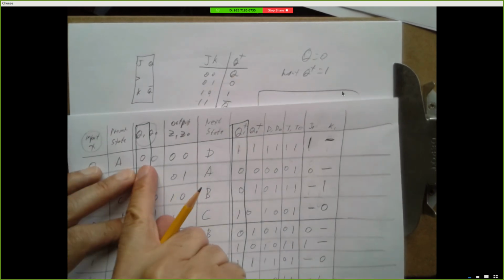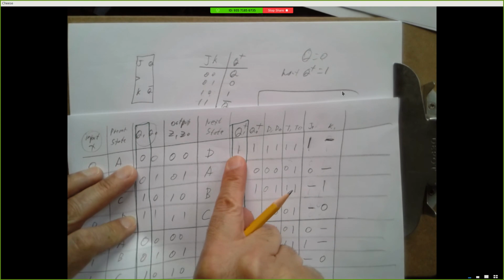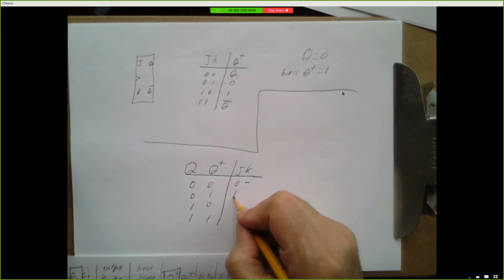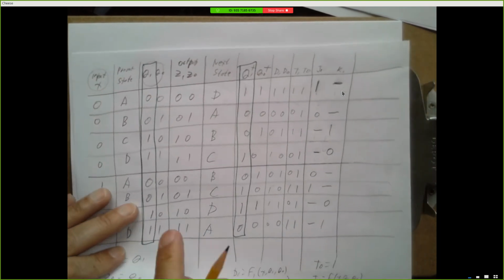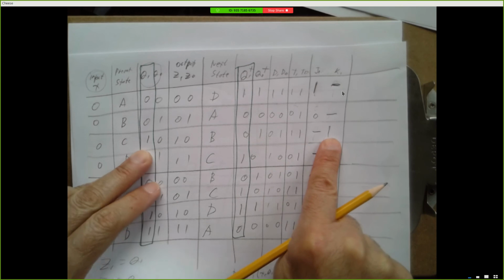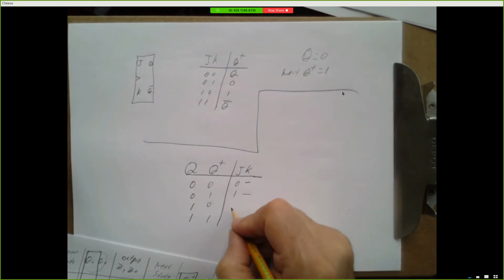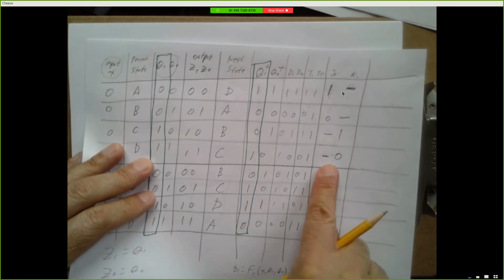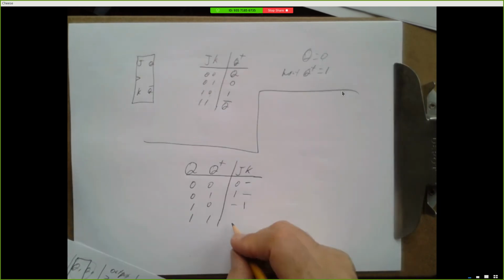Okay, current value is 0, we want the new value to be a 1, set J to 1 and K to don't care. Currently at a 1, want the new value to be 0, set your inputs to don't care and 1. And currently a 1, still want to stay a 1, set your inputs to don't care and 0.